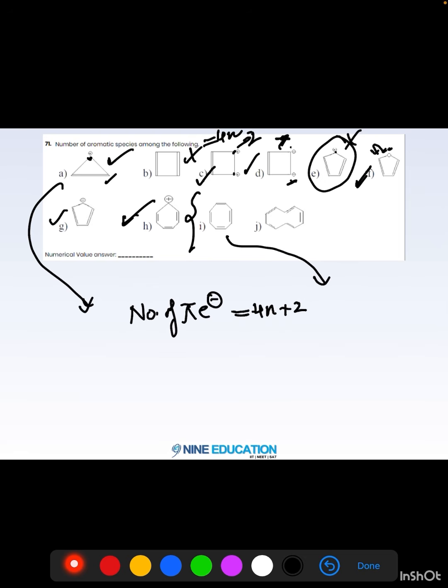In your classes, your teacher must have taught this. And next we are having this 10-member system. This 10-member system is also a non-planar system, so it is also non-aromatic. So from here the answer would be option A: 1, 2, and then we are having 3, then we are having 4, 5, 6, so the numerical value should be 6 here.